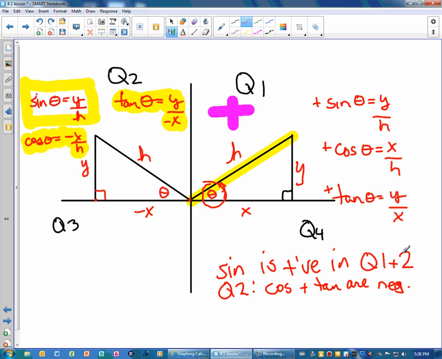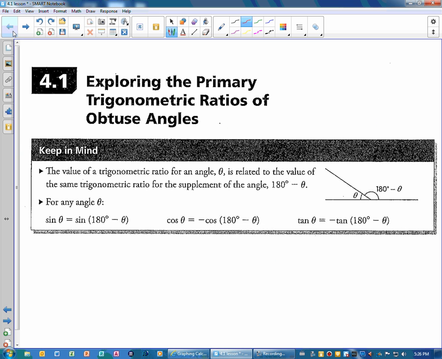Okay, so why is that important to you? Well, we'll figure that out in a second. So let's go back to the first page now. This beginning of the page that we started with 4.1, and hopefully this will make a little sense to you now. So the first keep in mind says the value of a trig ratio for an angle, this symbol here, is related to the value of the same trig ratios for the supplement of the angle.